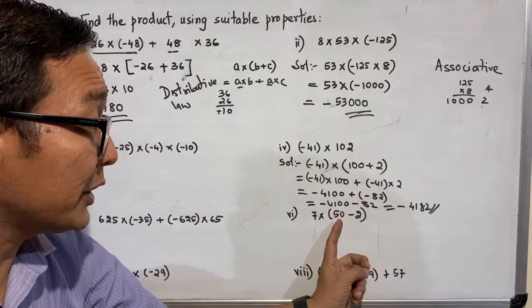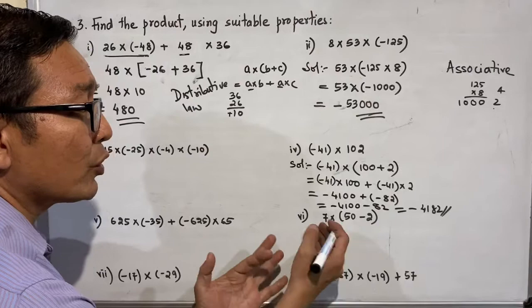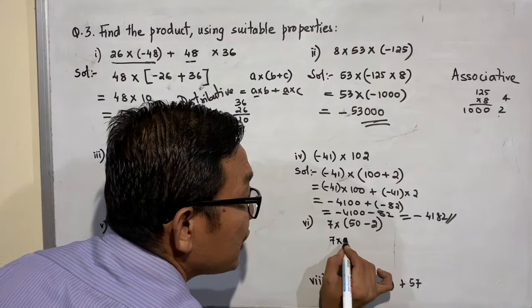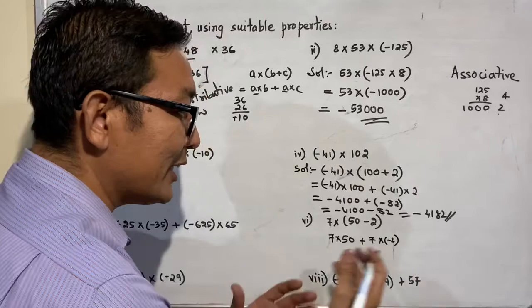Also, there are 7 times 50 minus 2, right? 7, 50 minus 2, 48, 48, 7, so this is the same thing. 7 ki 50 lo multiply chi, plus thi 7 ki negative 2 lo multiply chi. Ta answer is the same thing.